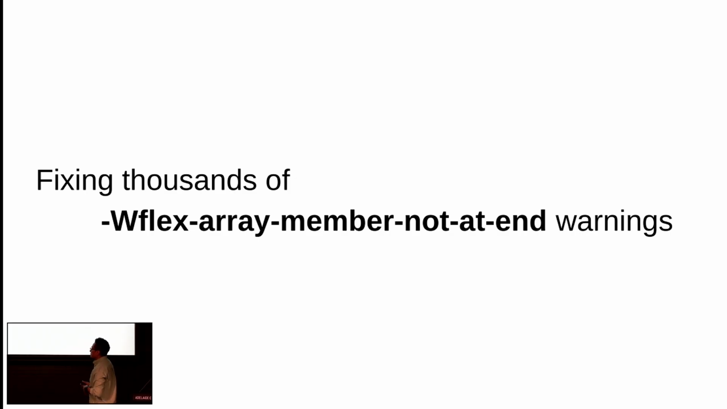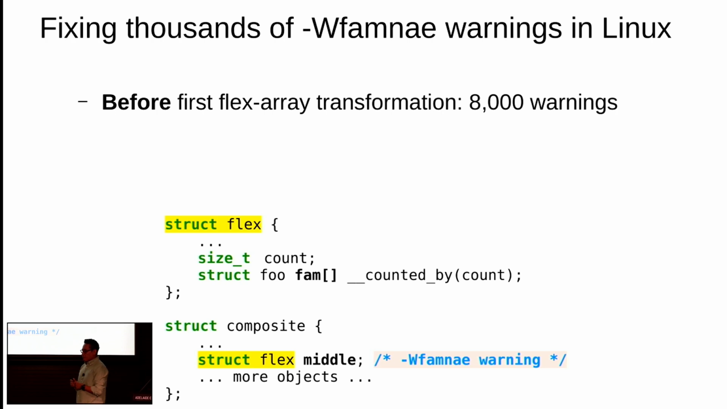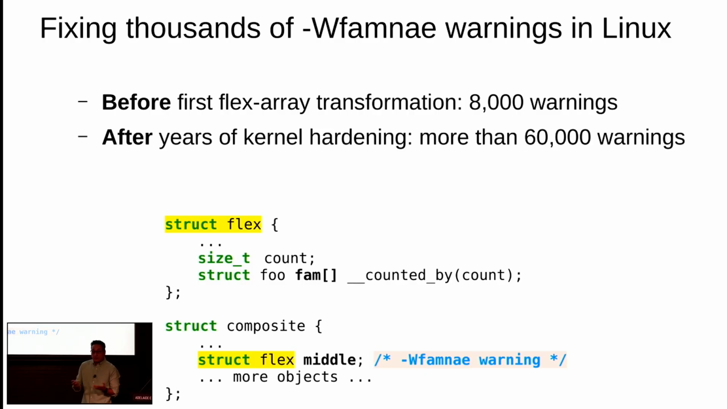Okay. So now, fixing thousands of these warnings. I was curious about how many of these warnings we had before 2019, and it turns out that we have only 8,000 of these warnings, right? This is before I even ran into this undefined behavior problem in 2019, and of course now we have more than 60,000 of these warnings.